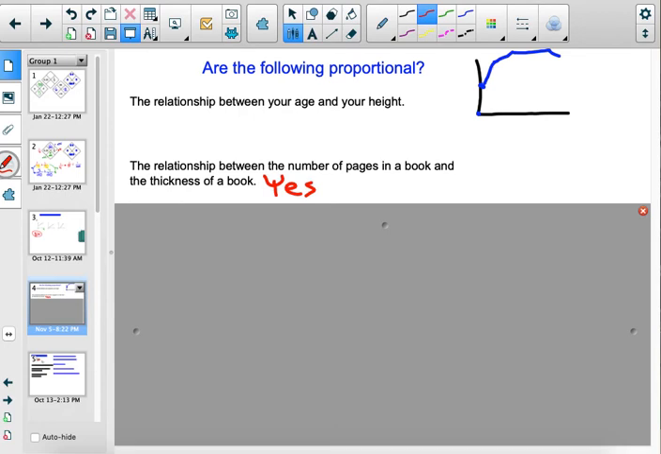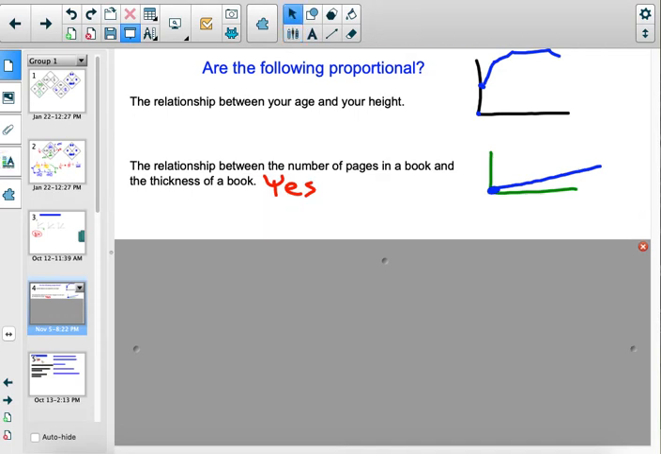The more pages you put into it, the thicker it's going to get. Should each of these pages be the same thickness? So as it's going up at a constant rate, yes, think about this graph. If it had no pages, it'd be right here, and it is going up very slightly, but it's going up constant. All right, what about this one?